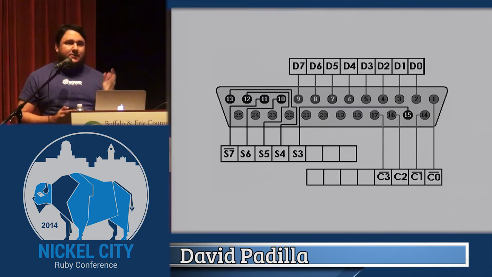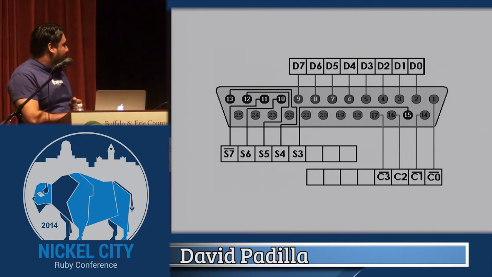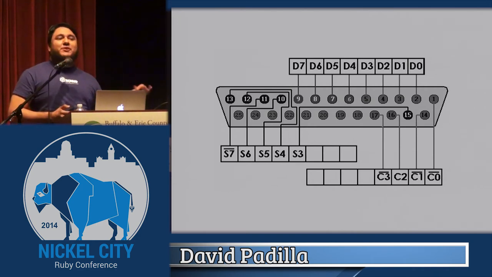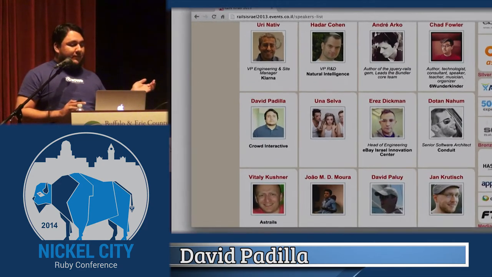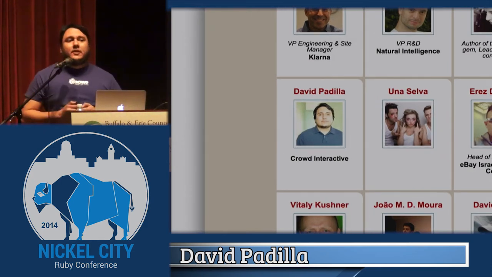And I'm trying to remember why 254. It's probably because the parallel protocol is backwards, and when you put a current on one of the data pins, it probably goes to a zero, so the easiest number to get is 254 as I press the pedal, right? So later on, last year, I was invited to speak at a conference in Israel, Rails Israel.